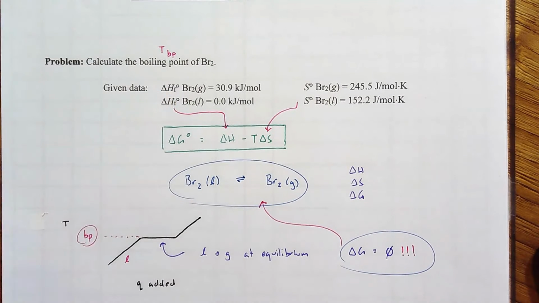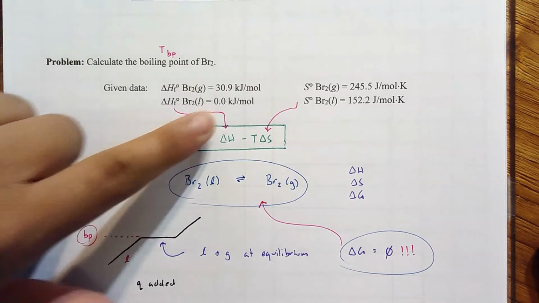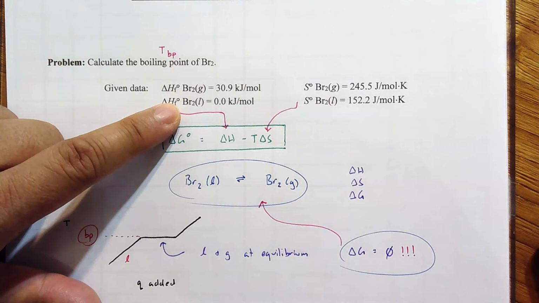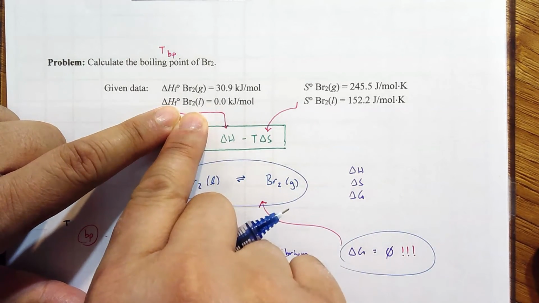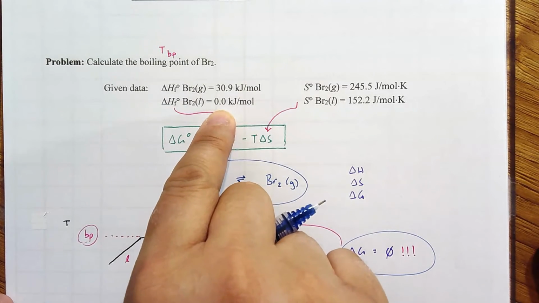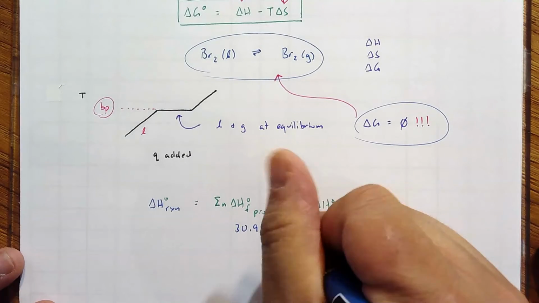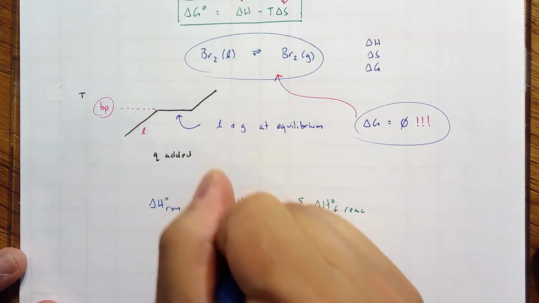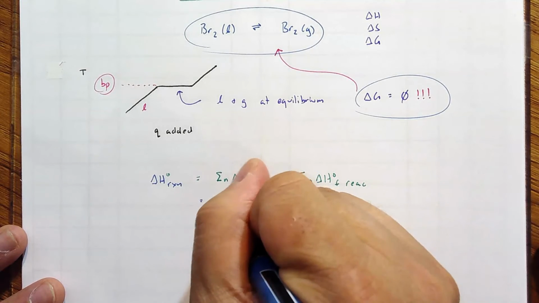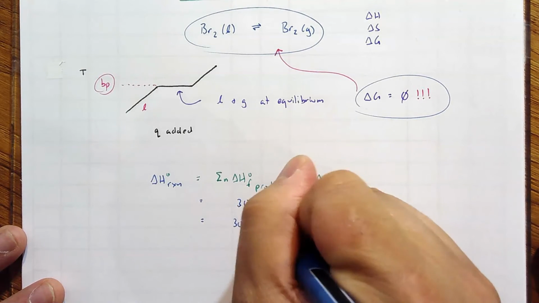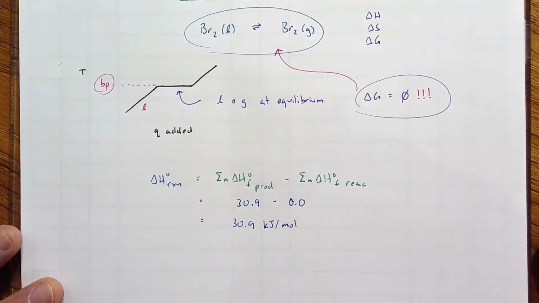So the product is the Br2 gas, so that goes first, 30.9 minus 0. Bromine in its standard state is diatomic and liquid. When your element is in its standard state, then your delta H of formation is set to 0. So there's 0.0 down here. And we get, for delta H of the reaction, 30.9 kilojoules per mole. Okay, that will go for delta H.